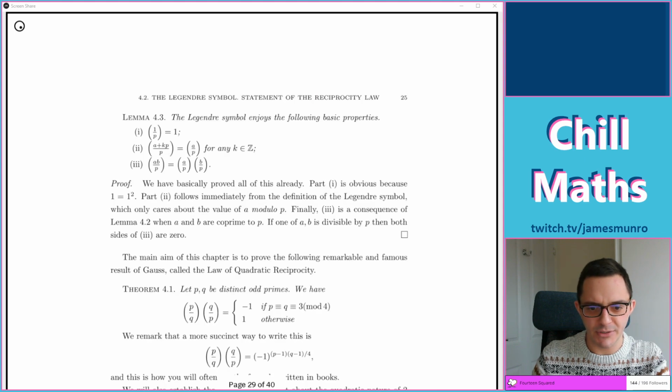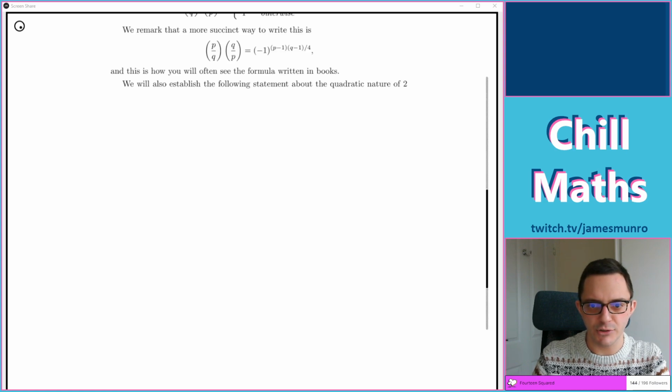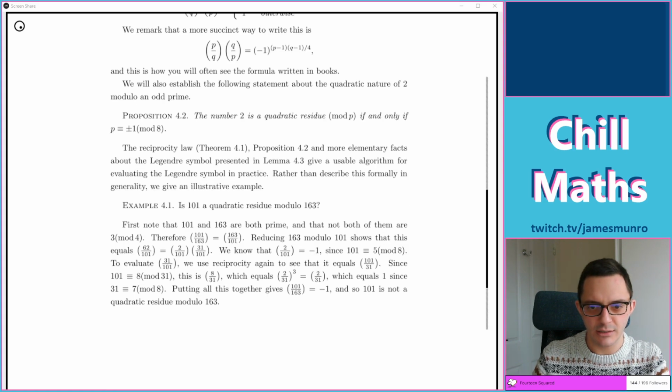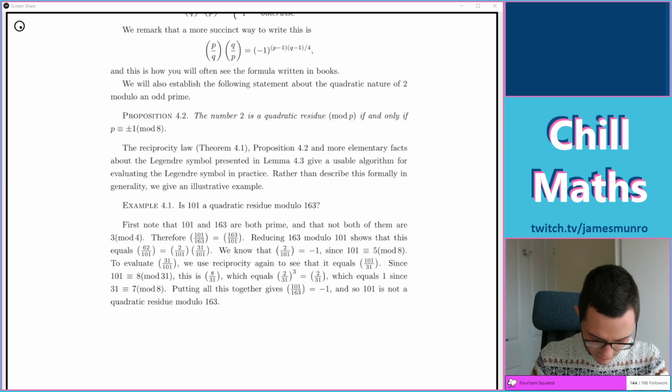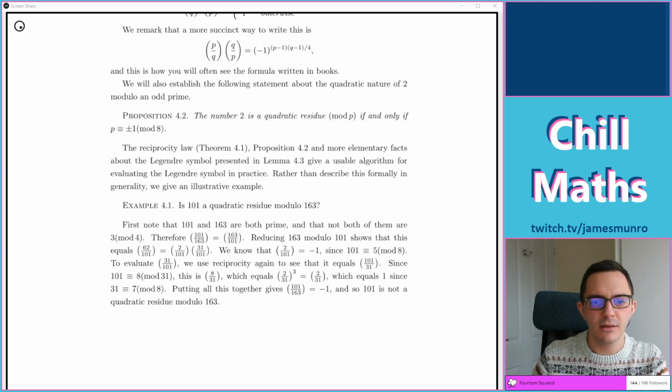Proposition 4.2, what's proposition 4.2? Oh, yeah, here we go. It's called the Legendre symbol. It's got stuff about 2 being a quadratic residue if and only if the prime P is 1 or 7 mod 8, or less than 1 mod 8.